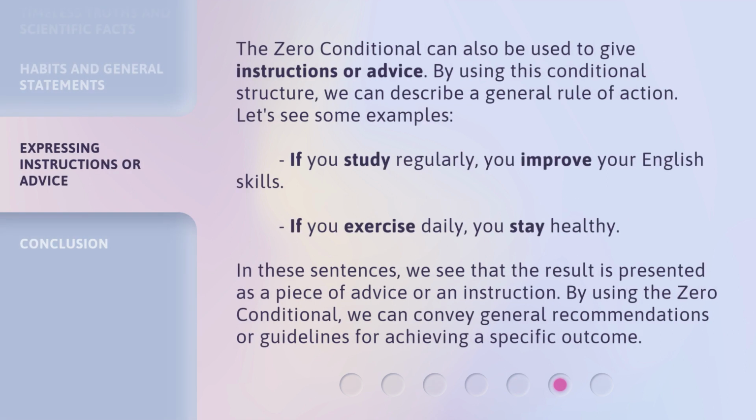The zero conditional can also be used to give instructions or advice. By using this conditional structure, we can describe a general rule of action. Let's see some examples. If you study regularly, you improve your English skills. If you exercise daily, you stay healthy. In these sentences, we see that the result is presented as a piece of advice or an instruction. By using the zero conditional, we can convey general recommendations or guidelines for achieving a specific outcome.